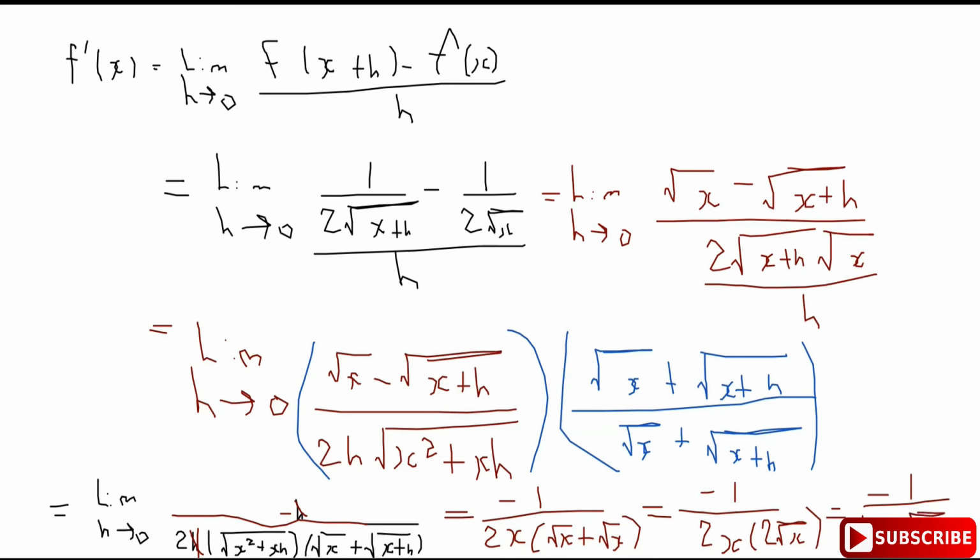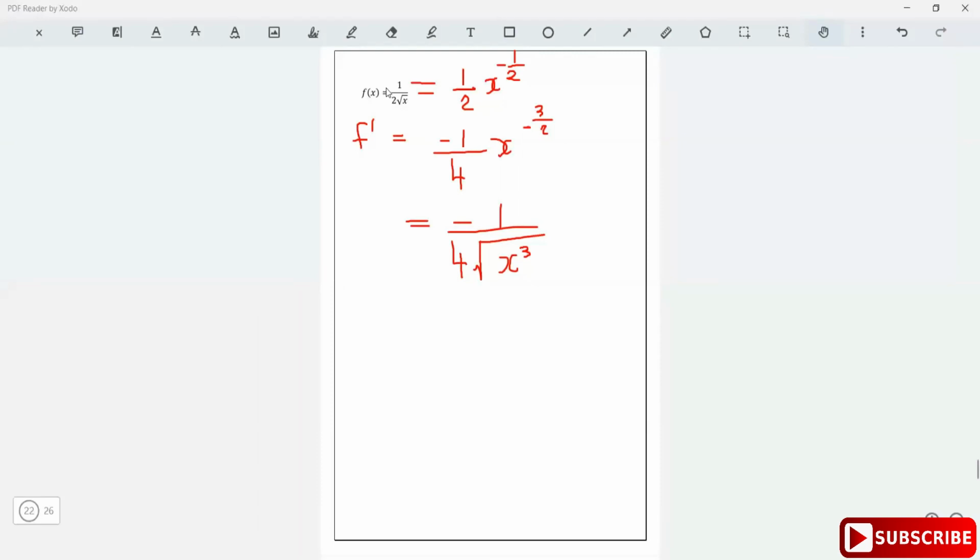Was that what we got when we said this is what we're supposed to get? Let us check and see. Minus 1 over 4x times root x. No, that's not what we got.